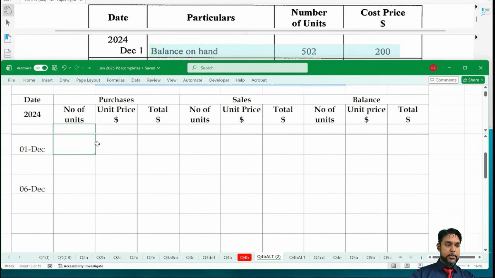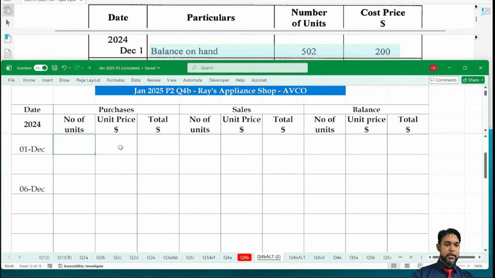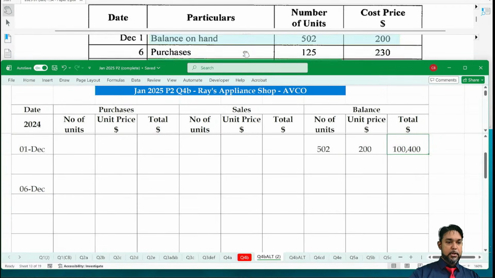So in this first one here, it's neither a purchase nor is it a sale. It's the balance. So there are 502 units at a unit price of 200. So we're going to just multiply, and we have a value of inventory of 104,400. All right. You could go ahead and jot it down, and I'll print it out after. Now let's scroll down to the next one.